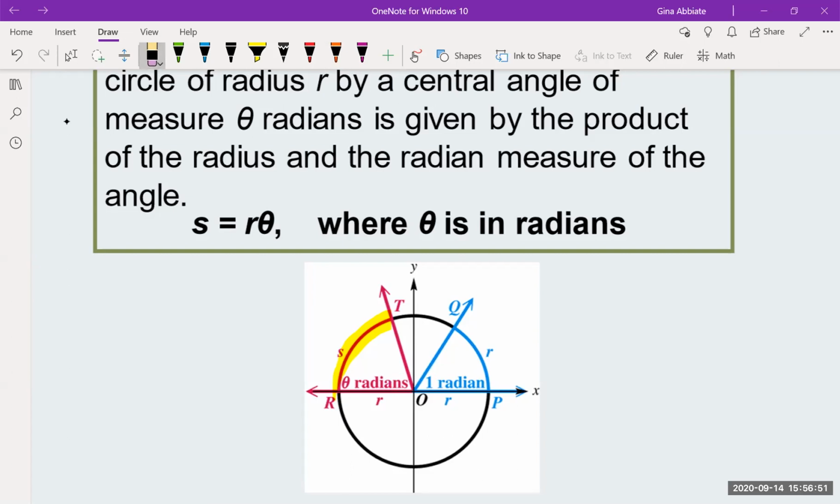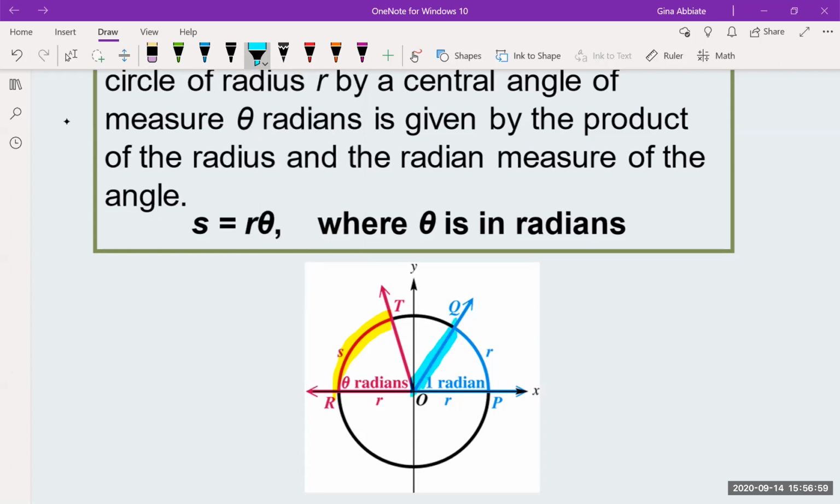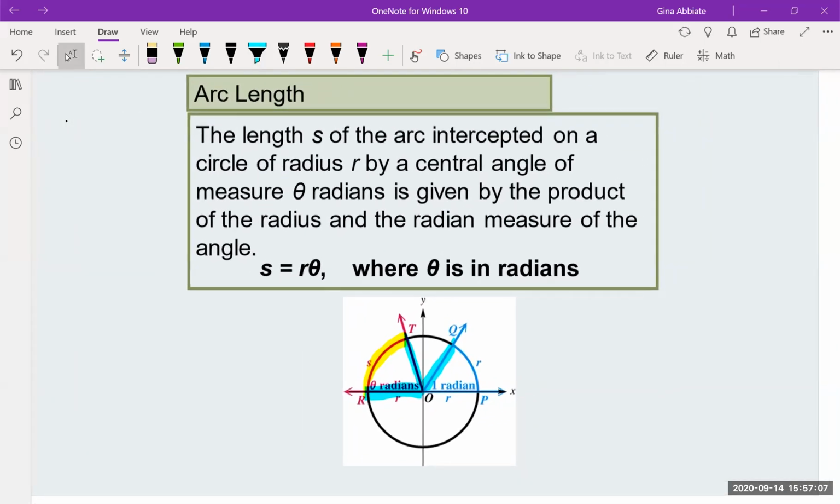And then the radius, of course, is the distance from the center of the circle to the outside of the circle. So the radius would be this length or this length. We've got a lot of radii here, right? A lot of different options there. So the arc length is going to be the radius multiplied by the central angle.